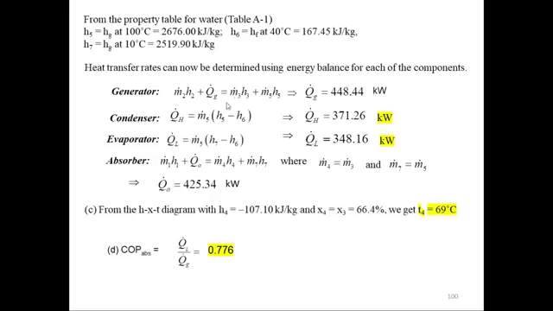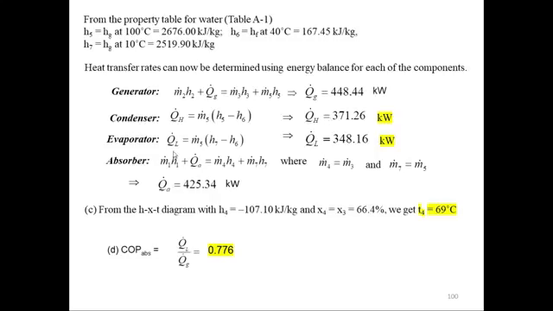Similarly, the energy balance around the condenser: heat expelled is this much, and m dot 5 and m dot 6 are leaving, while only m dot 5 H5 is coming in. So Q dot H plus m dot H6 is equal to m dot 5 H5, and when you solve the equation you get Q dot H equal to m dot 5 into (H5 minus H6). If you solve this equation, you get 371.26 kilowatt of heat rejected in the condenser.